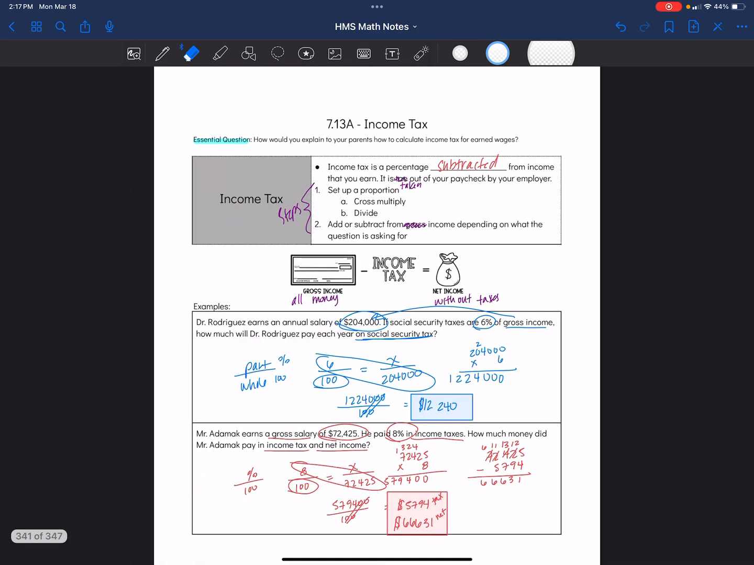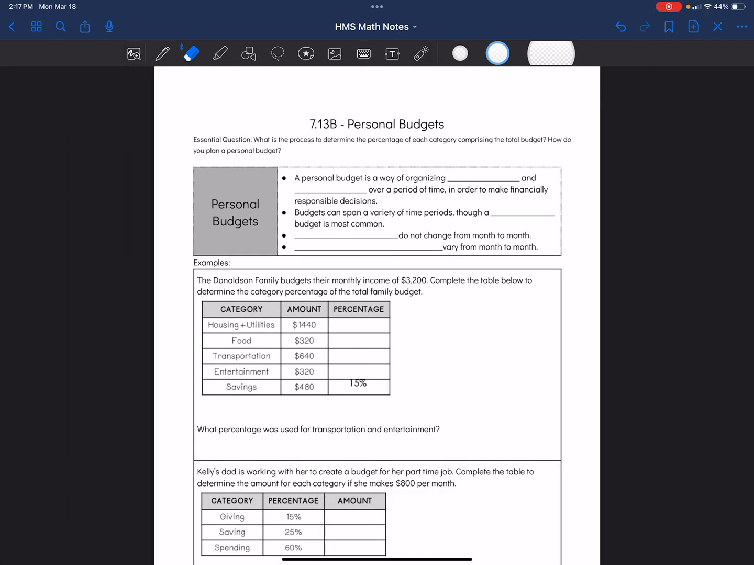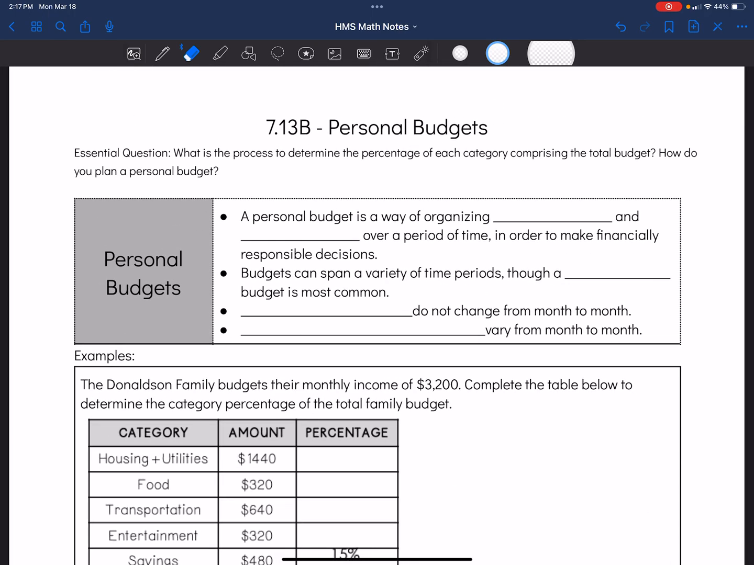We have already spoken about income tax, starting our new unit. Personal budgets are basically just what you are spending with the money that's coming in every single month. A personal budget is a way of organizing your income and your expenses over a period of time, hoping to make smart financial decisions.